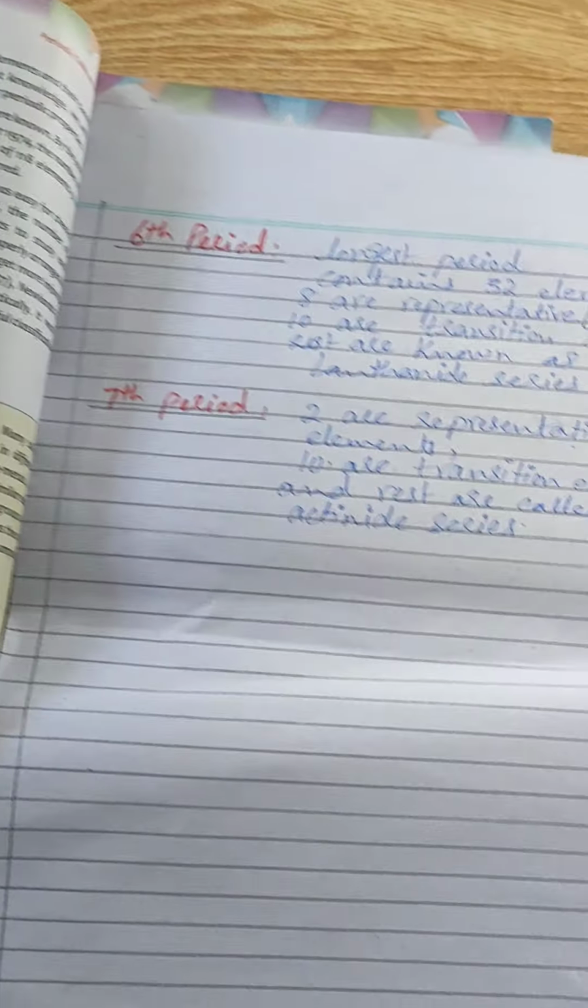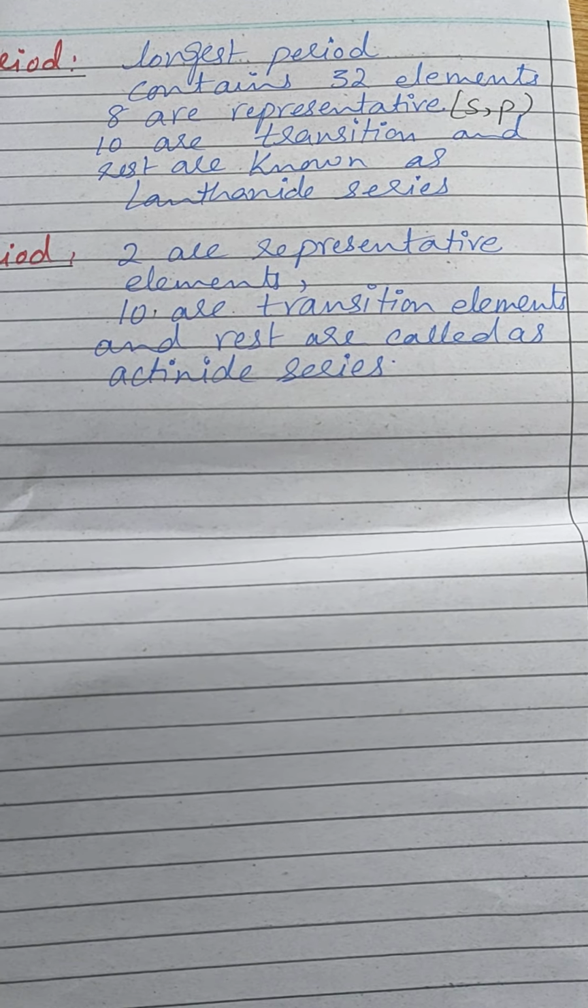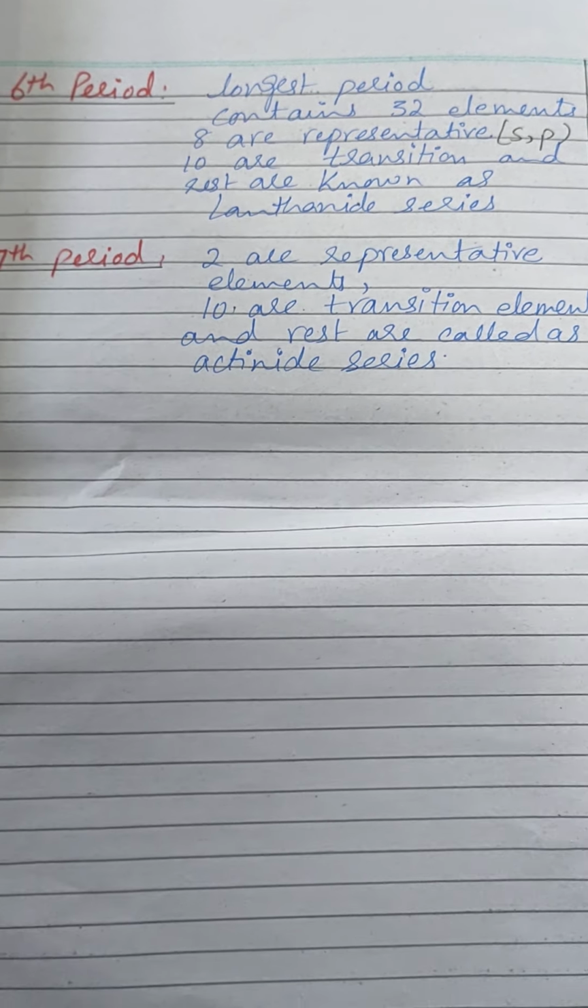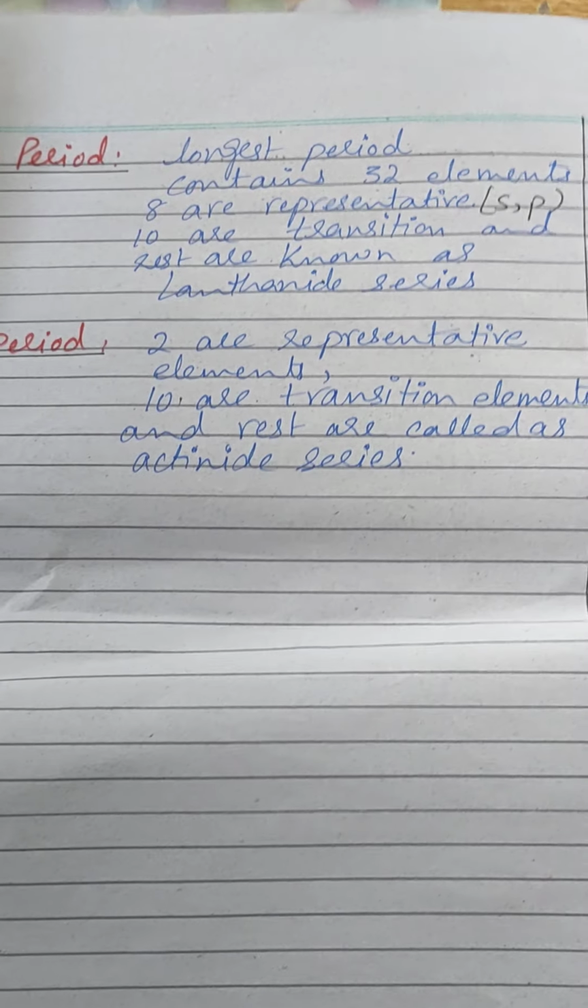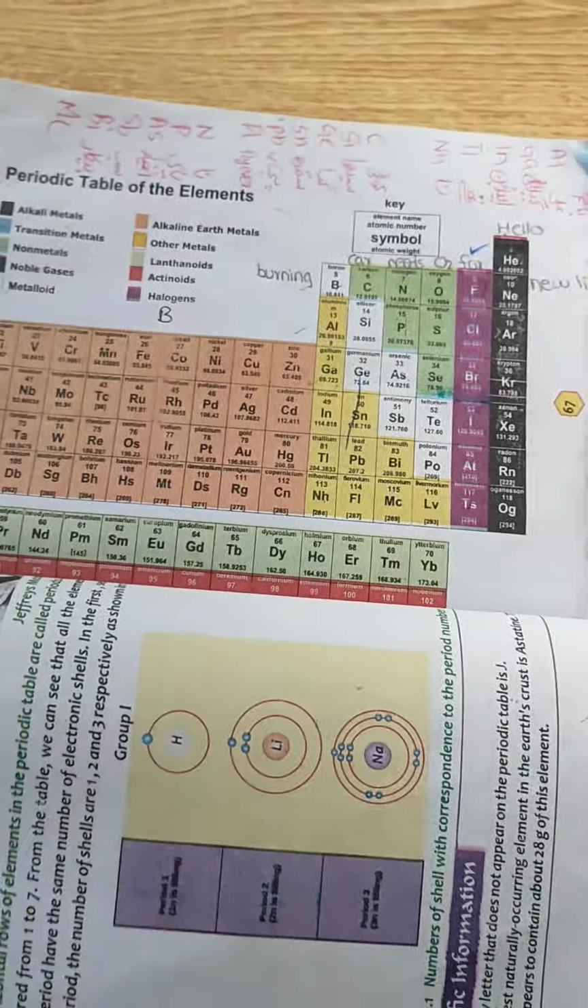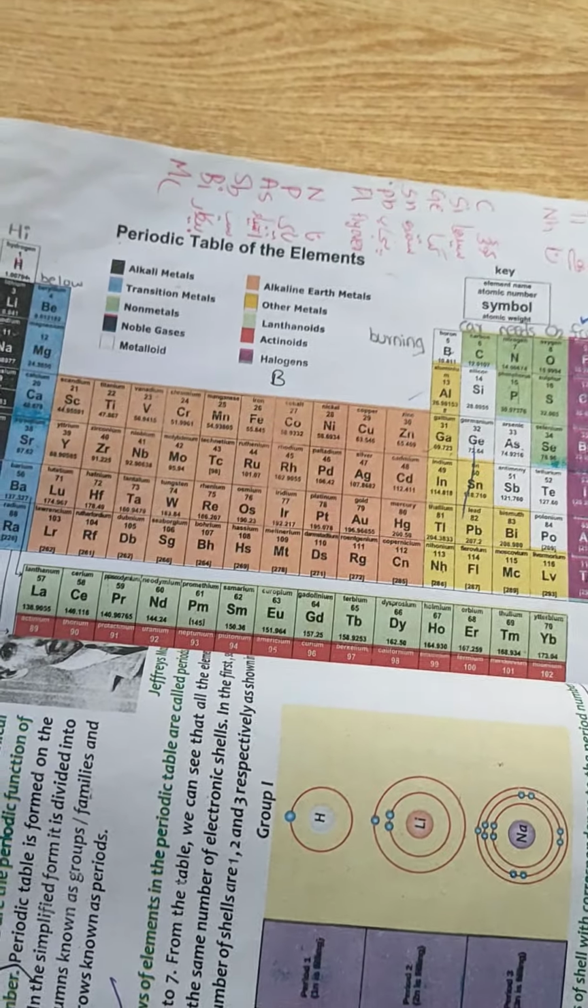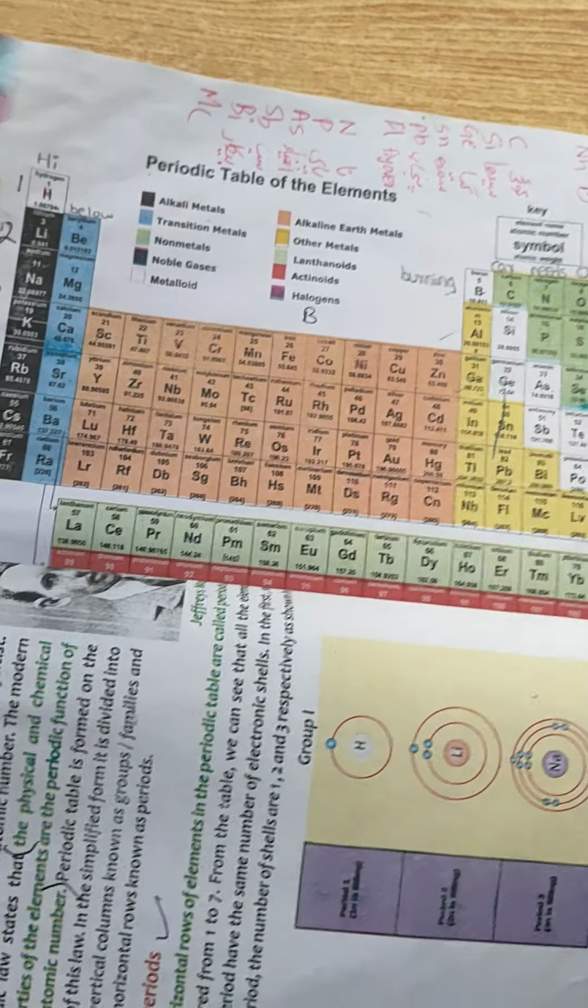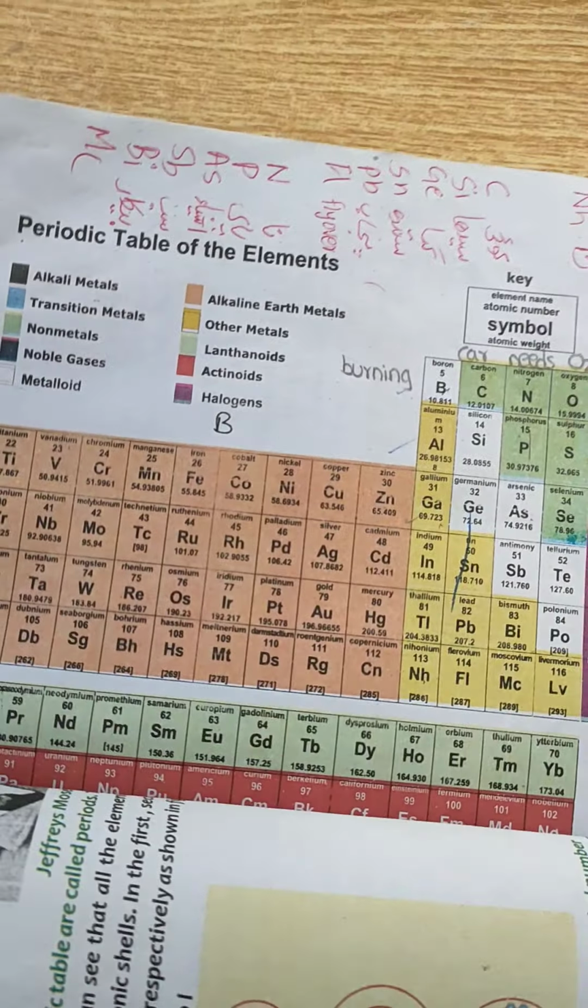Then the sixth period is considered the longest period. It contains 32 elements, in which 8 are the representative elements. Representative elements, again I am repeating the definition, the S and P block elements are called the representative elements, and 10 are transition elements, and the rest are called the lanthanide series. Some elements can be taken out from the periodic table as their characteristics cannot match with the elements above them in their group, so that's why they can be taken out. So they are said to be the lanthanide series.